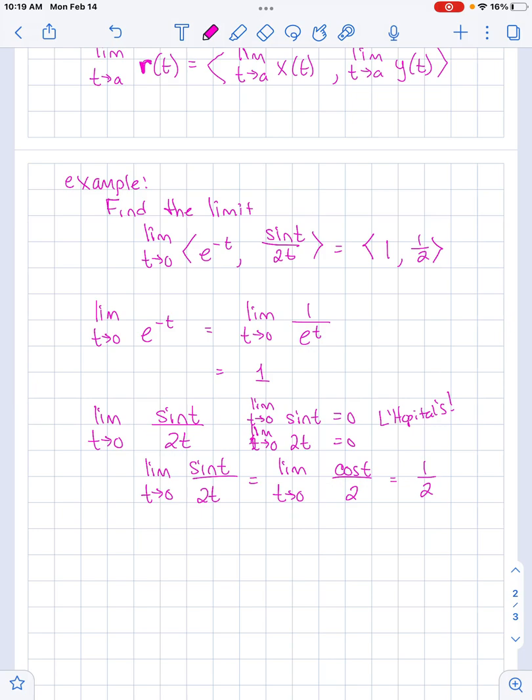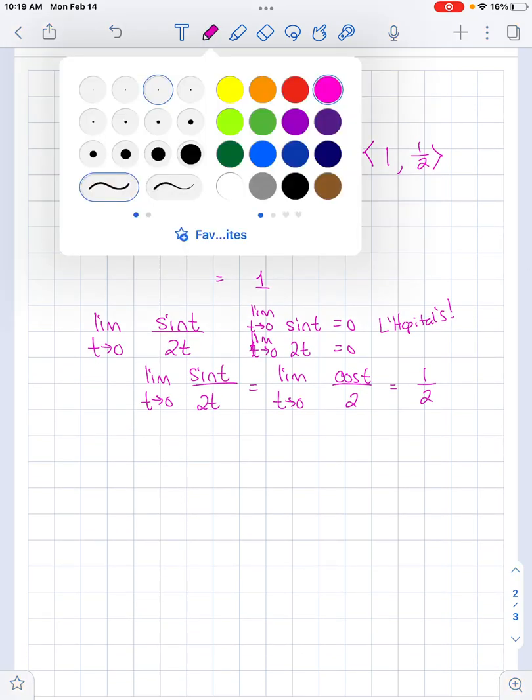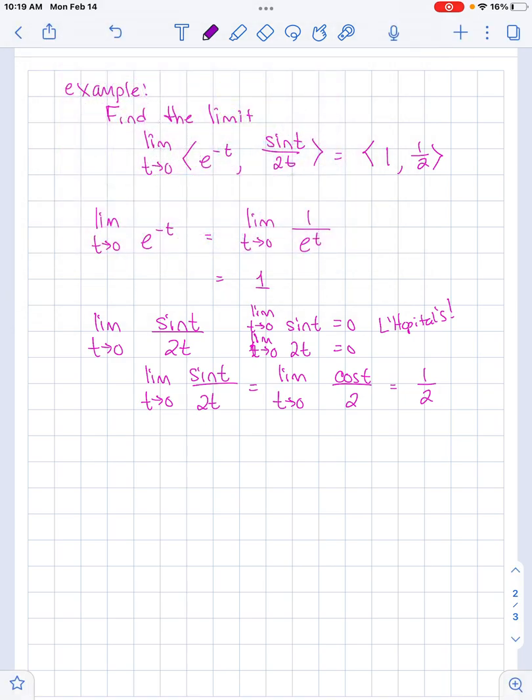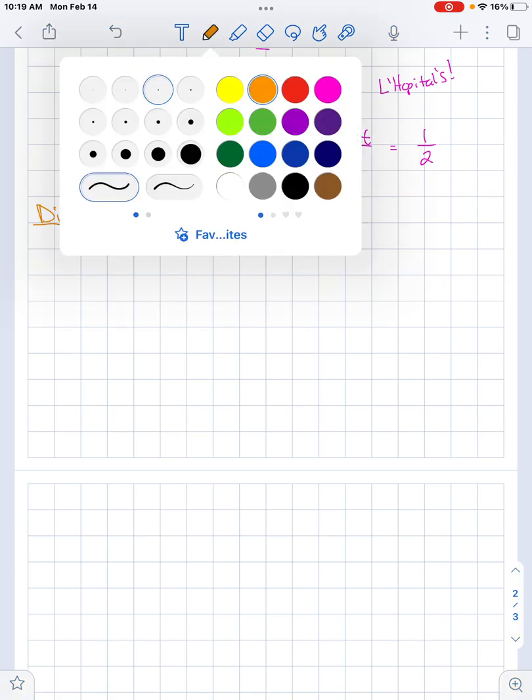Okay, that's the first part of our calculus exploration. Let's talk about the derivative, and then we'll use the derivative to do some things. So let's look at some derivatives first. Let's go with orange this time. So differentiation now. Okay, let's look at differentiation.